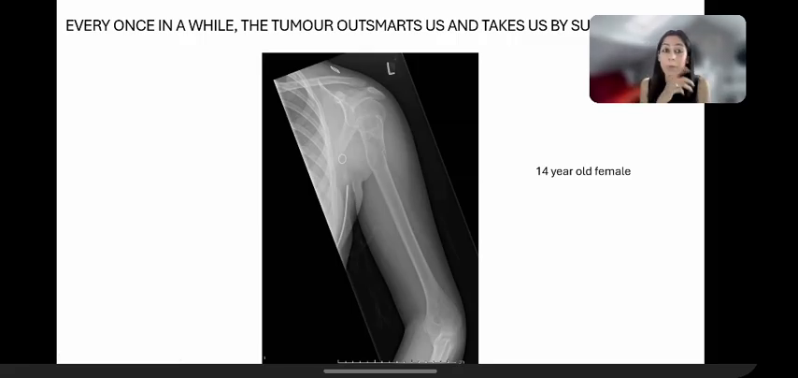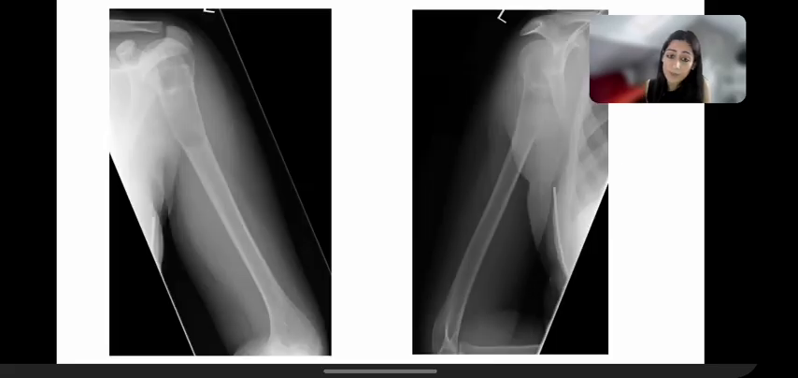So we think we know it all. We know how to recognize. We have the pattern recognition. But every once in a while, you'll be taken by surprise. So this was such a case that presented to our hospital. This was 2014. This patient was 14 years old, presented with this lesion and had a pathological fracture. Again, a multiloculated lucent lesion with a narrow zone of transition, a typical fallen fragment sign. So my top differential is a simple bone cyst. That was the working diagnosis.